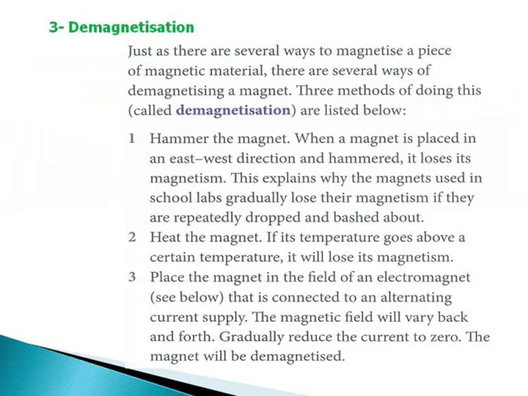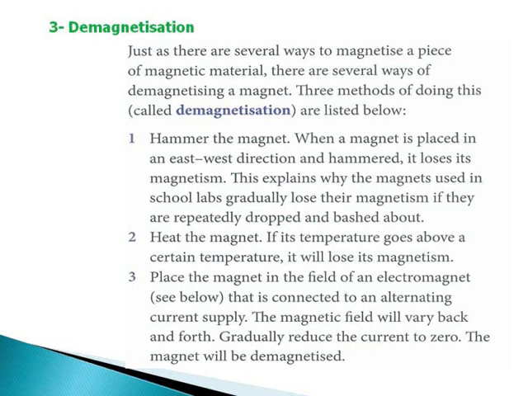Now we will do the opposite. We discussed 4 methods to get magnetization. Now we are talking about how we can remove the magnetization from the material, or demagnetization. As there are several ways to magnetize a piece of magnetic material, there are also several ways to demagnetize a magnet. 3 methods of doing this, called demagnetization, are listed below.